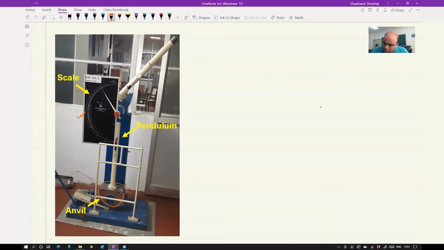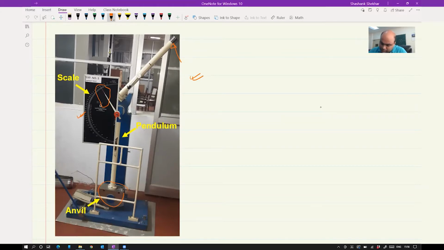Okay. So your hammer will be placed here on the top, and then it will be released. It will come down, and on the anvil you will place the sample. Your pendulum is going to hit the sample. Okay, it is going to break it, and then you are going to see some value on the scale, and that value will be called impact energy or impact toughness or notch toughness. Okay, so this is very simple equipment which we use for impact testing.